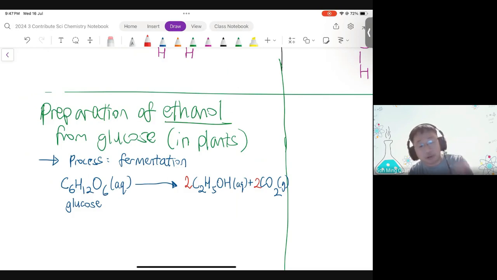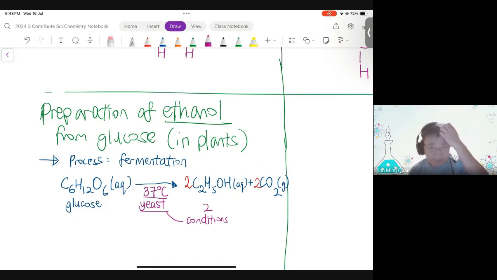Now, it's very important to also know the conditions for fermentation. So what are the conditions? When we say conditions, we mean what else do you need? What temperature do you need? Fermentation takes place at 37 degrees Celsius. That's the temperature. And in the presence of yeast. So these are the 2 conditions for fermentation: 37 degrees Celsius, yeast. There are 2 conditions here, of course, you can see that.